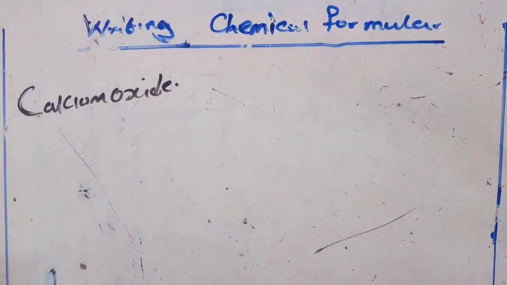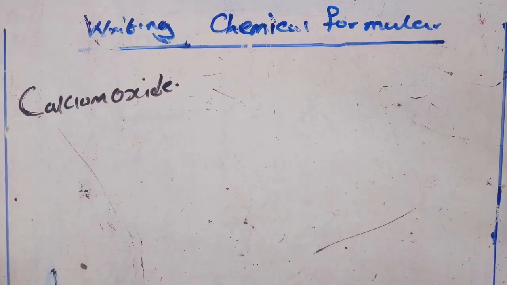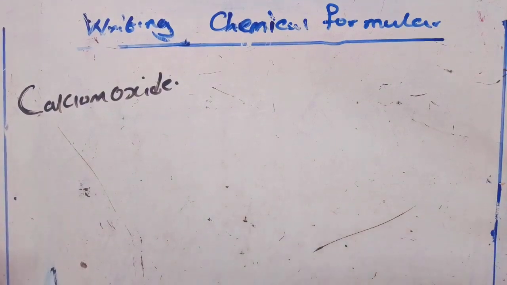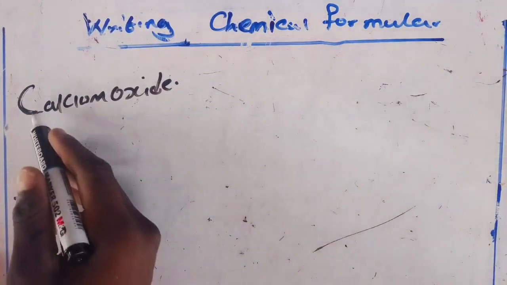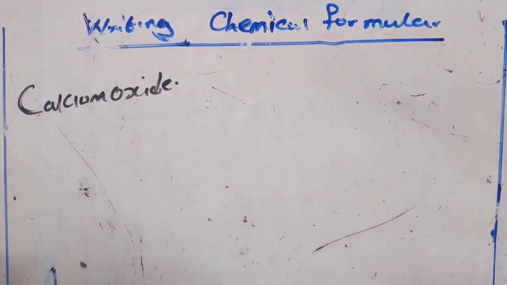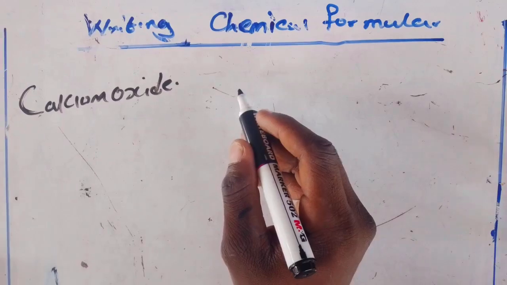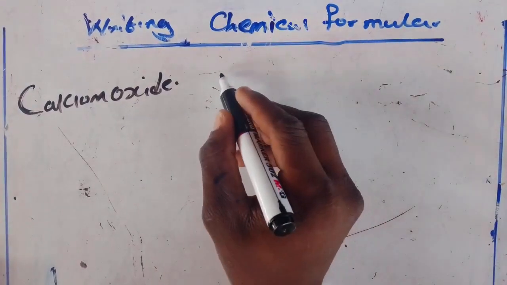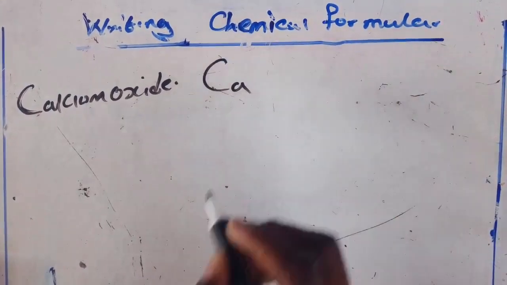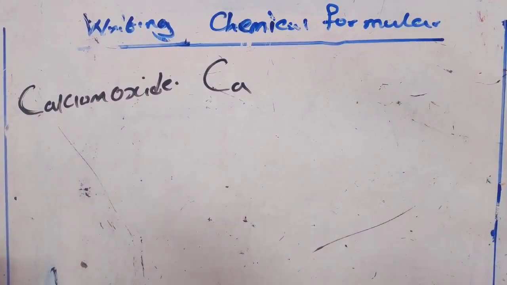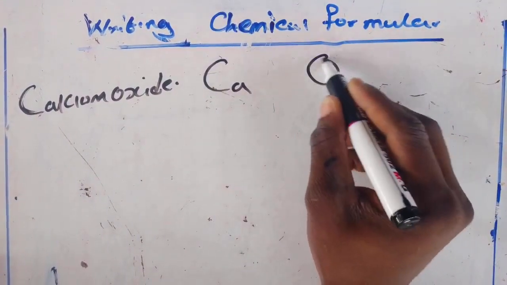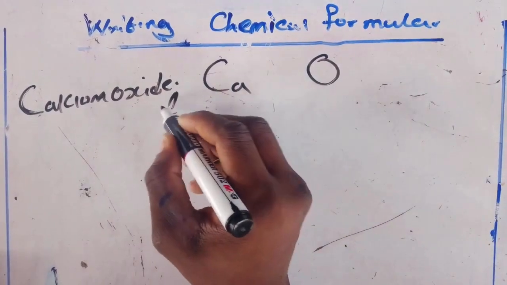So let's begin. As I said earlier, the first step that you need to take here is to write the symbol of the combining element or radicals. So here the combining elements are calcium and oxygen. So this is the symbol for calcium, Ca, and oxygen like this. So this is step 1.